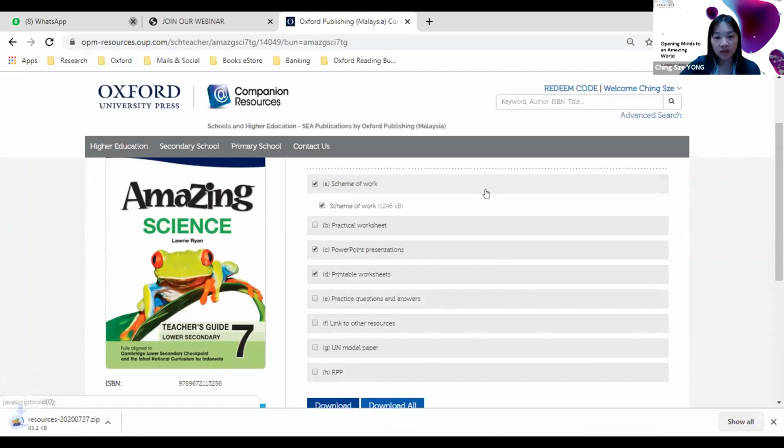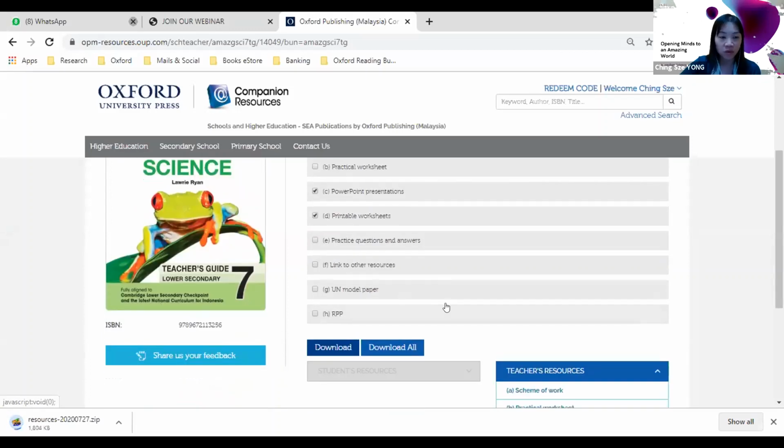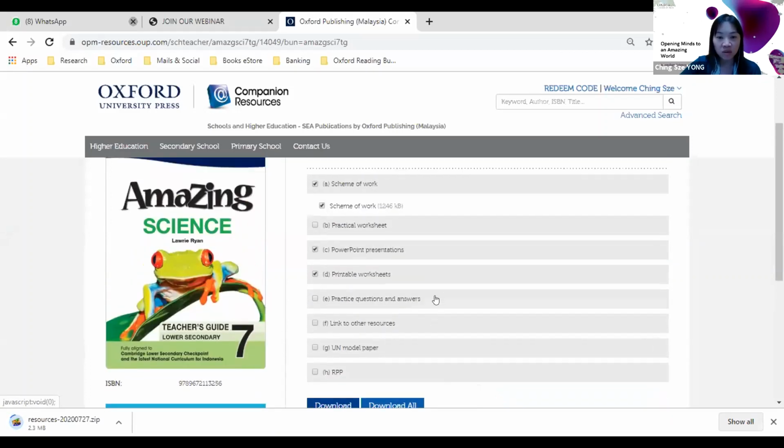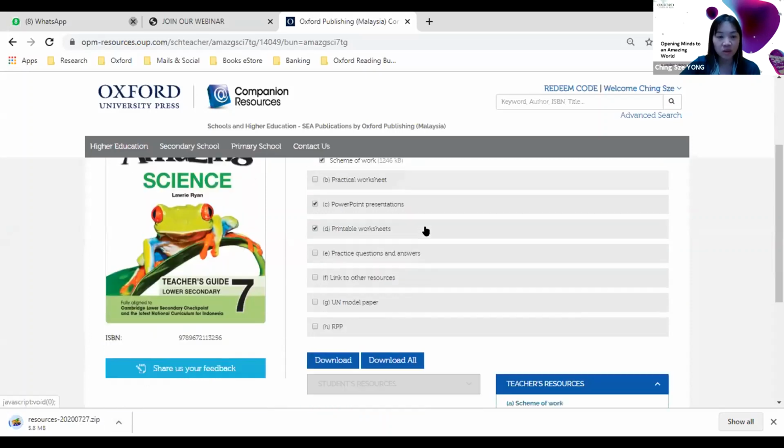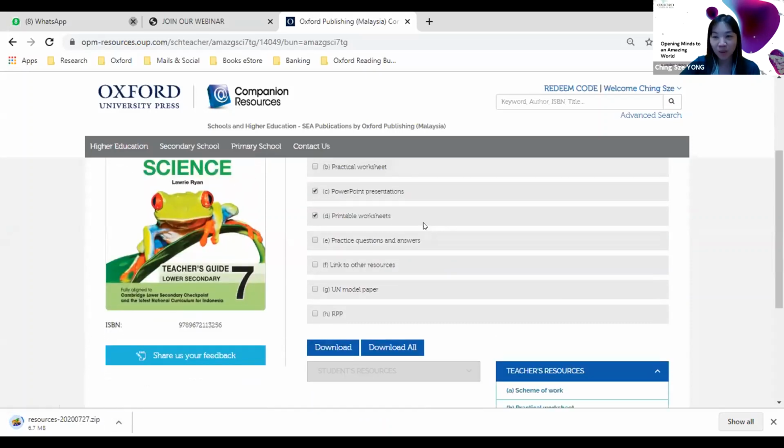I'm downloading the scheme of work. There's also the RPP available as well. I understand that for many of you, RPP is something that you look forward to, so do check out these resources. Okay, I'm going to open up a few and I'll just run through very quickly with you, yeah? Just hold on, it's currently downloading on my end.